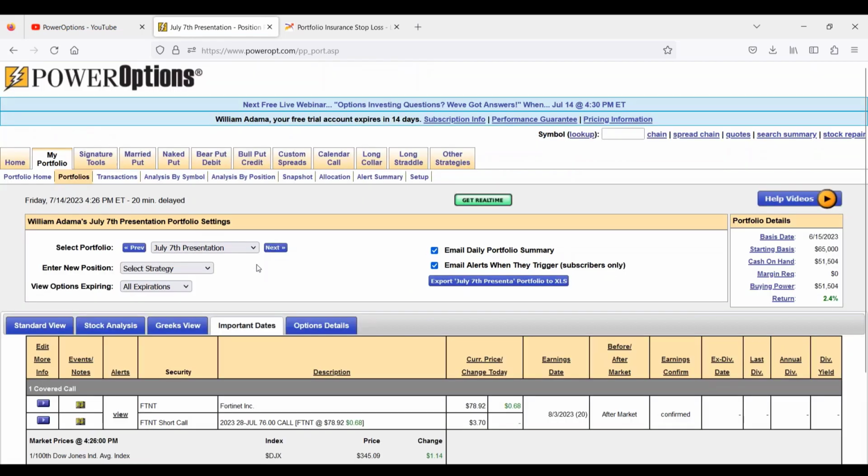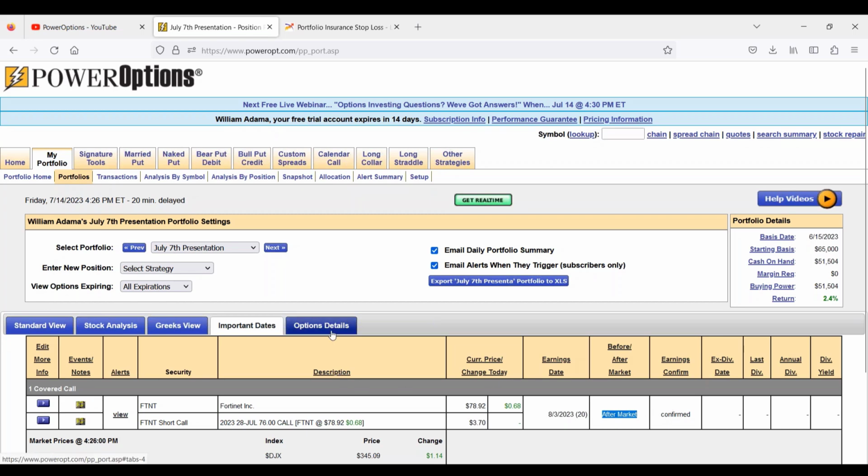Important dates. So just to know, when is my earnings coming up? We've got earnings coming up on 8/3 in 20 days. Well, that's past our 28th of July covered call position, so we're not concerned about that. If there was an ex-dividend date, we'd see that also, and then the last dividend payment, the annual dividend, and the total dividend yield. And of course, you can see if it's before or after market and whether that's been confirmed.